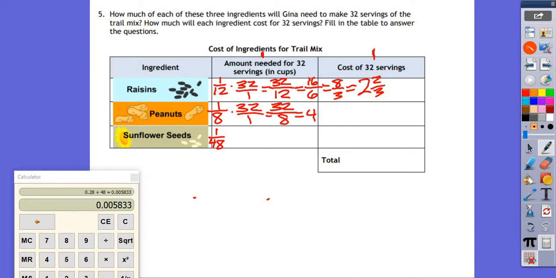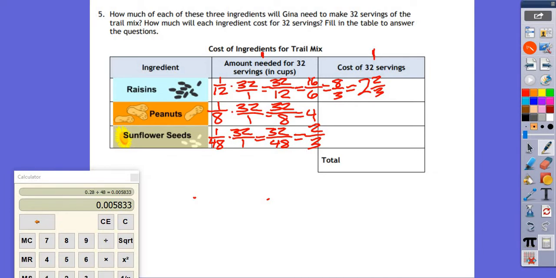And then sunflower seeds. I need 32 servings, so 32 times 1/48, which is 32 over 48. What can I divide both of those by? 8, and that gives me 4 over 6. I can do 16. That gives me 2/3. So how many cups of sunflower seeds? 2/3. Okay, so that is the amount I need to make the bags.